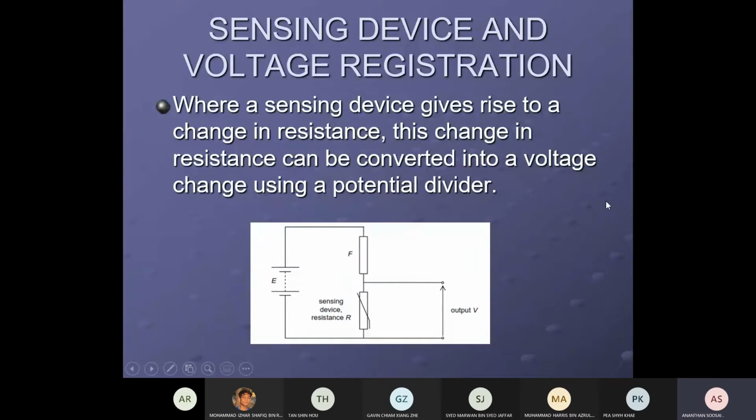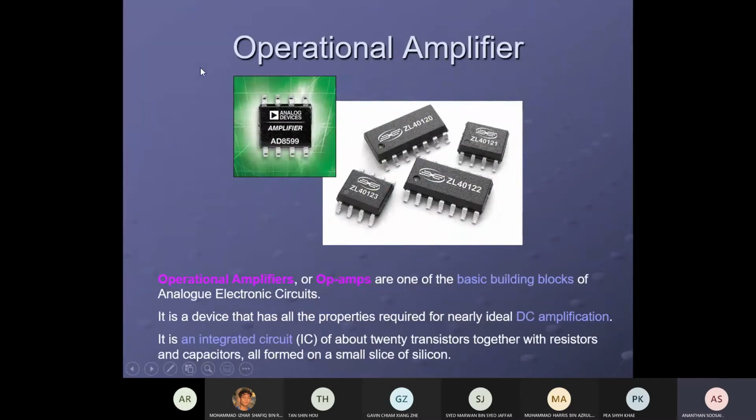Okay, so we're done with the first part. The first part is sensors. Now we go to the most important part, which is going to take maybe 3 lessons, discussing the brain, the operational amplifier, the second department.